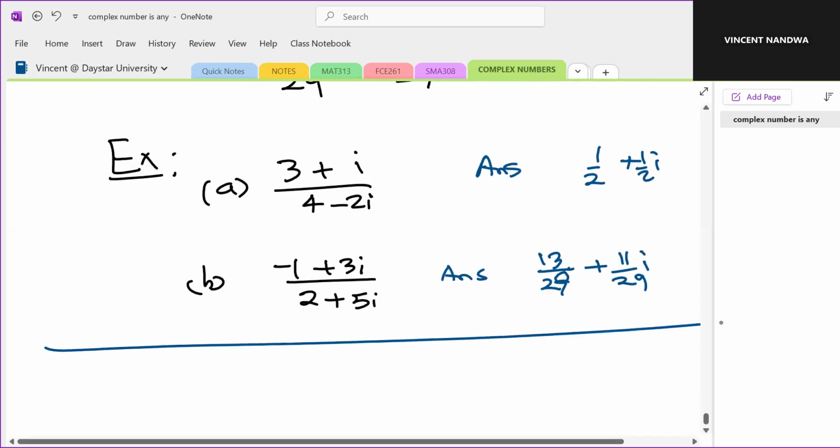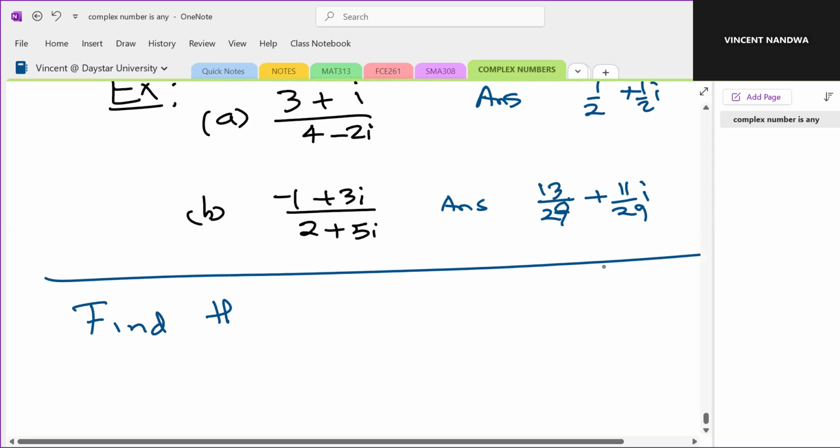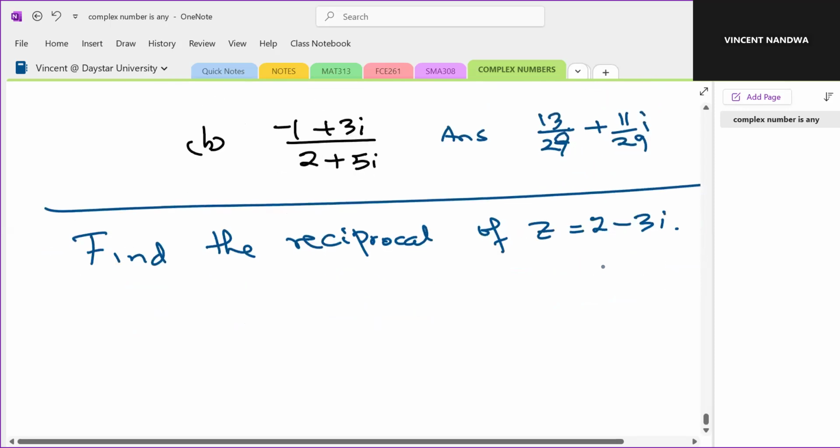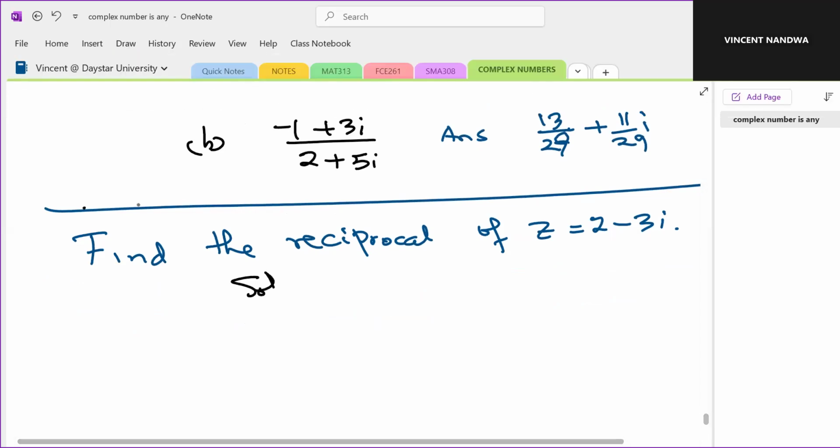Just note that another way someone can ask you to divide complex numbers is a question like: find the reciprocal of z given by, say, 2 minus 3i. Reciprocal means 1 over. So to answer this, it's as good as finding the value of 1 over z, the same as 1 over 2 minus 3i. That's what we mean by reciprocal, 1 over the number itself.